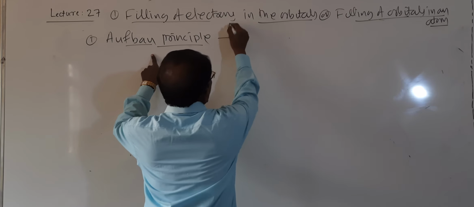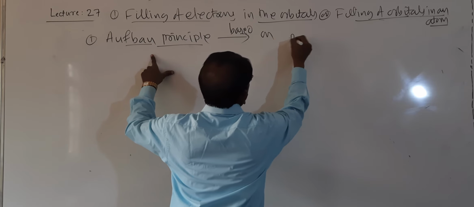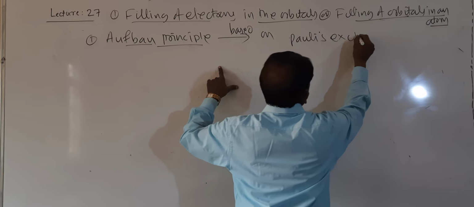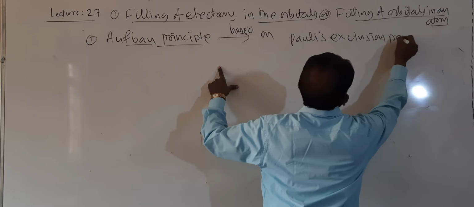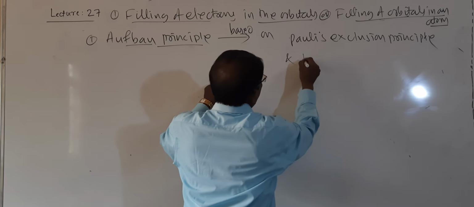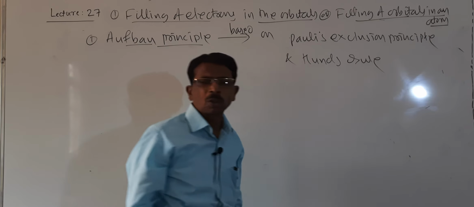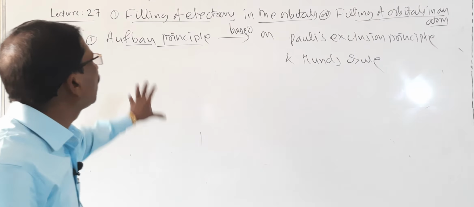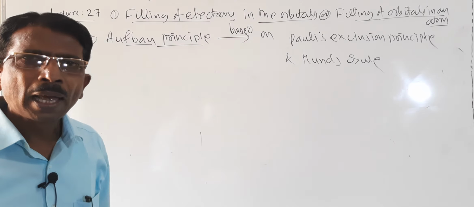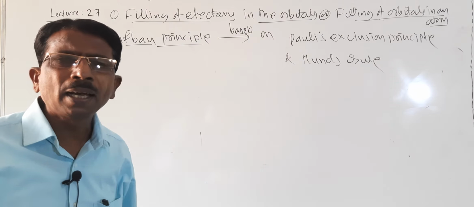The Aufbau principle is mainly based on Pauli's exclusion principle and Hund's rule. So, let us see one by one how the electrons are filled according to the above principles, and how the electrons are filled by following Pauli's exclusion principle and Hund's rule.